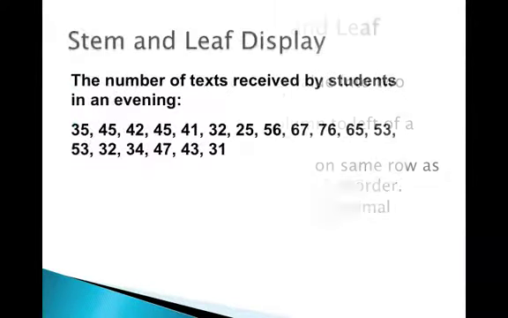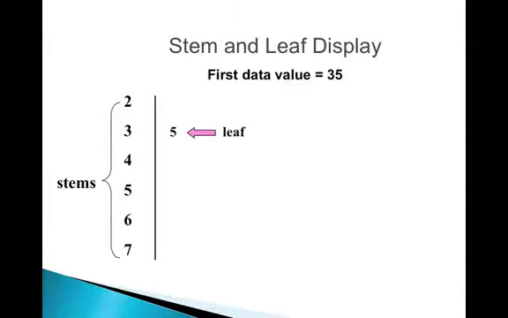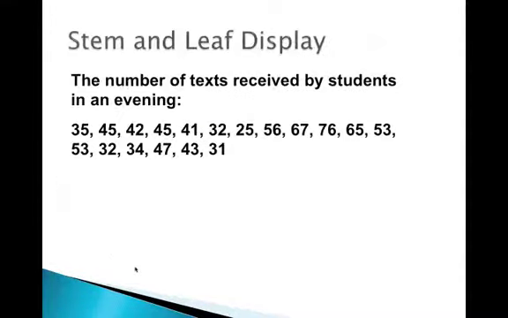So let's look at this because it's a lot easier to actually see it being done than try to explain it in words. Here we've got a data set of the number of texts received by students in an evening. Somebody got 35, someone else got 76, all kinds of values in between. So you might start with the 2, 3, 4, 5, 6, and 7. You want to have all of the tens digits there.